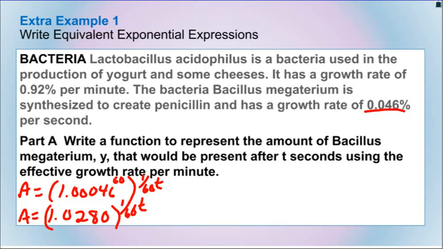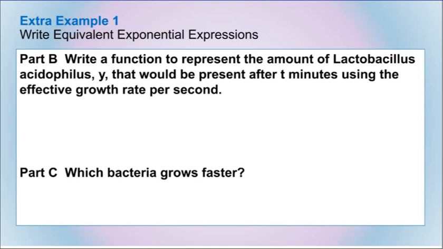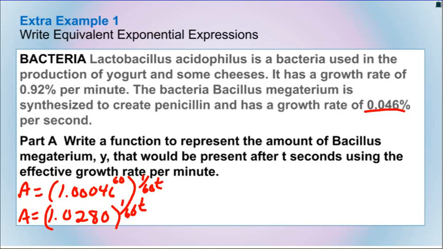So that would be our function that we would use to represent the amount of Bacillus megaterium that would be present after t seconds using the effective growth rate per minute. Now the second part says write a function to represent the amount of Lactobacillus acidophilus y that would be present after t minutes using the effective growth rate per second. So I'm going to go back to here and I have 0.92%.